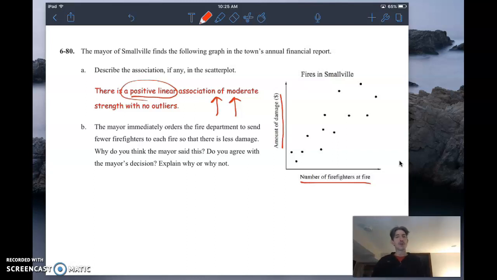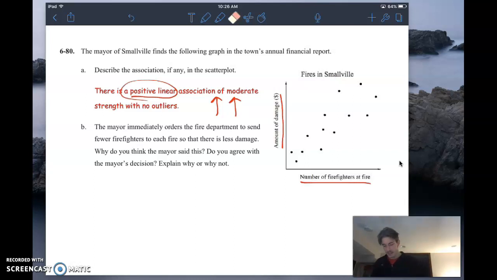What else could be impacting this? And you can pause the video if you want to think about it for a second, but I'm going to lead you because some of it's pretty obvious. Why would you send more firefighters to a fire? Well, guess what? Maybe the fire is bigger, right? Maybe the fire is bigger, and because the fire is bigger, maybe it's causing more damage, right?